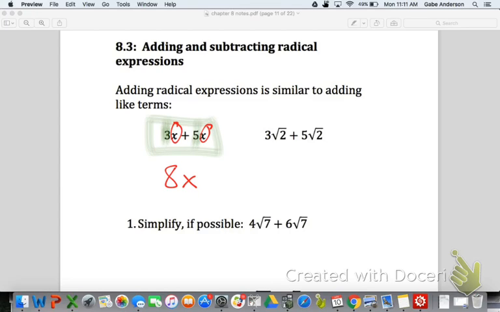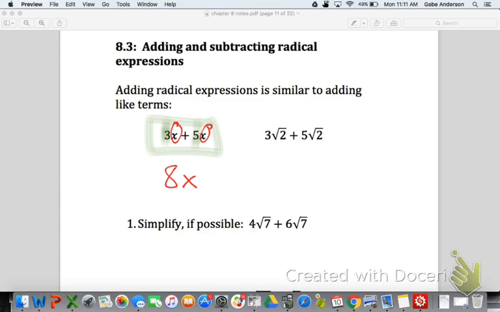Let's take a broader perspective. Why were we allowed to add those two terms together? They're like terms. How do you know that they're like terms? They both have the exact same variable, right? So that makes them like terms, which means we can add them, which means we add the coefficients and leave the variable the same. So the expression on the right over here is really a very similar expression if we think about it like we did with the variables.